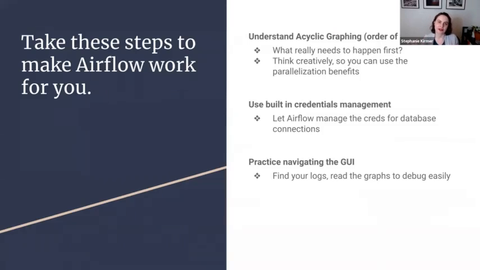So to rehash a little bit, the thing that I think makes this all a lot easier to work with is to understand acyclic graphing, understanding what needs to run and when, and using the parallelization opportunities that exist in that. You can run a lot of stuff in parallel using Airflow if you think carefully about organizing the tasks that need to be run. Use the credentials management. It's so easy because then you can just pass in a keyword for Airflow and it will know exactly what credentials you're using. You can work on that in your GUI. You don't have to use a whole bunch of environment variables and that kind of thing set manually.